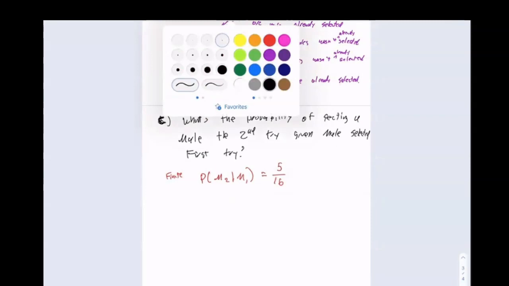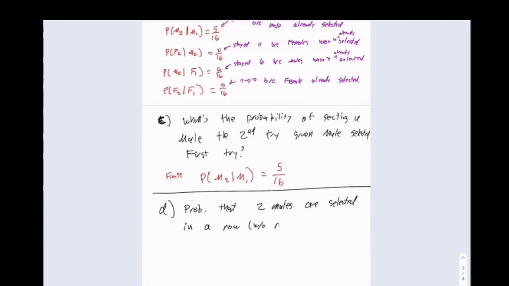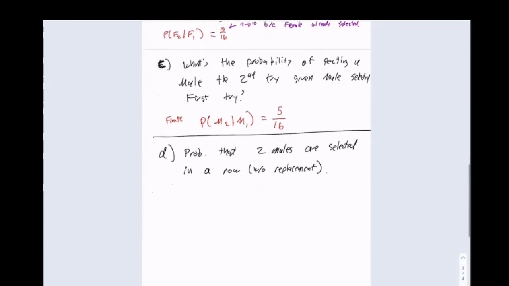What is going to be asked is these questions. So this is pretty much the main question that I'm really interested in. So what is the probability that two males are selected in a row without replacement? Now remember, I'm just reminding you, this is without replacement. So that means my denominator must change.